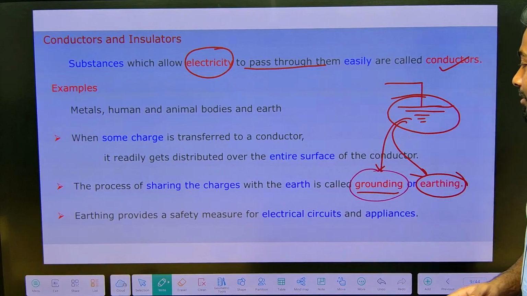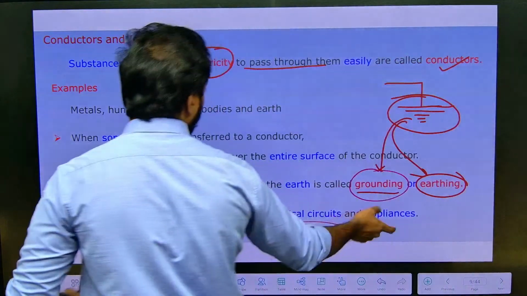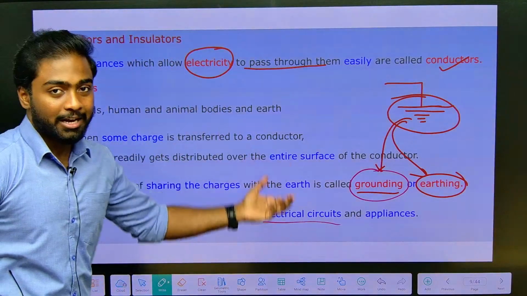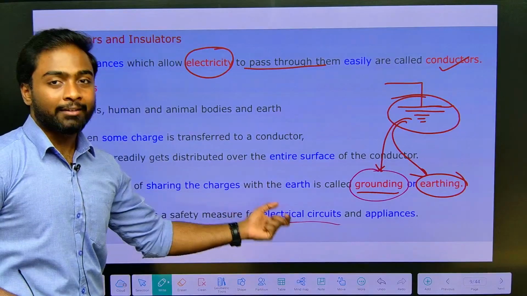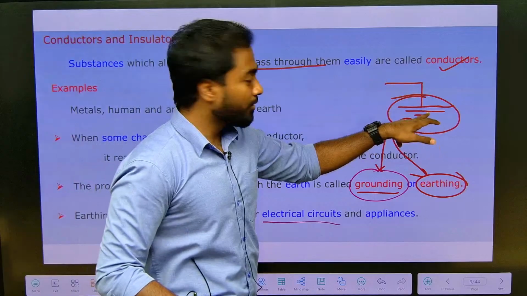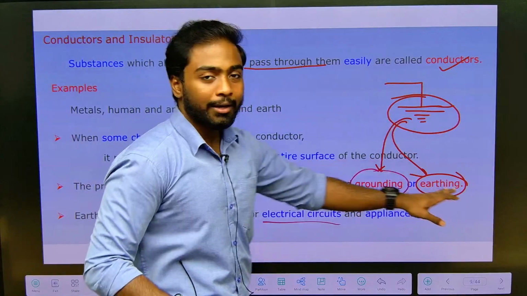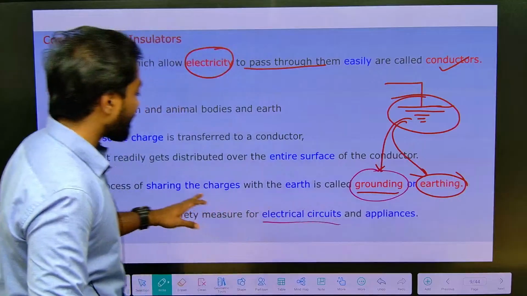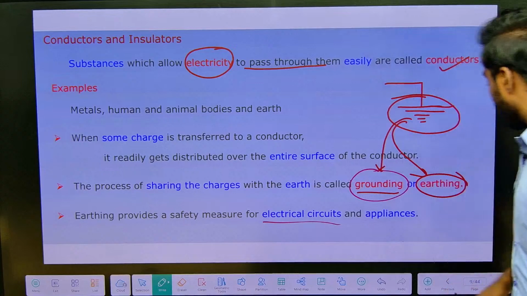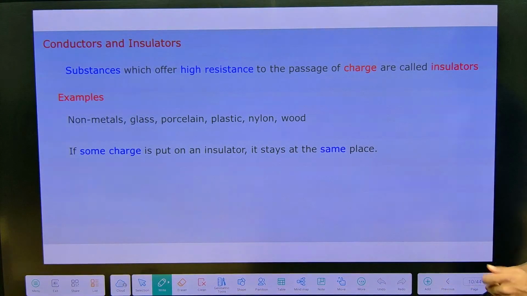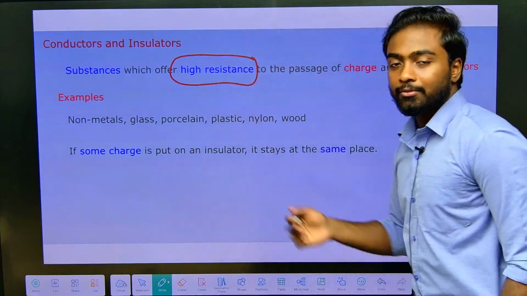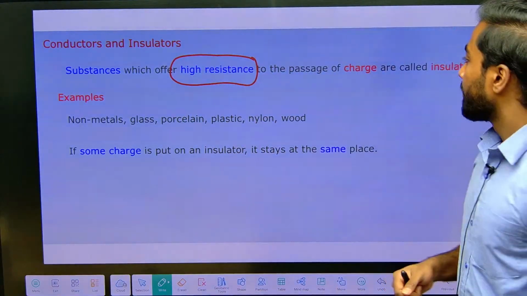Earthing provides a safety measure for electrical circuits and appliances. When there are extra charged particles, like extra electricity, those will be transferred through this circuit, and that is called grounding or earthing. In this way we can get safety.